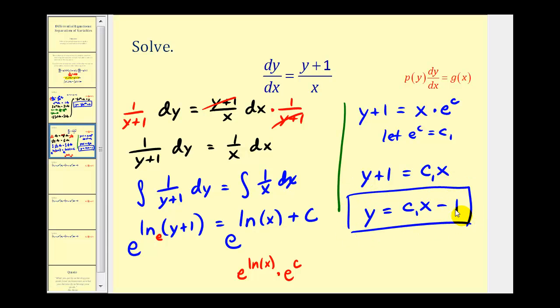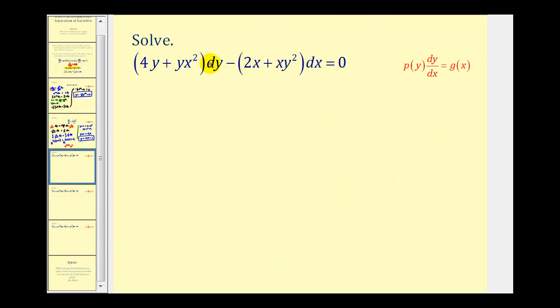Okay, I think we have time for one more example. And again, our first step is to have x's on one side and y's on the other. This one's going to take a little bit of work to do that. Looking at this quantity here, notice how there is a common factor of y. So let's go ahead and factor this. We'll have y times the quantity 4 plus x squared times dy minus, this has a common factor of x. Let's factor x out. So we'll have minus x times the quantity 2 plus y squared dx equals 0.